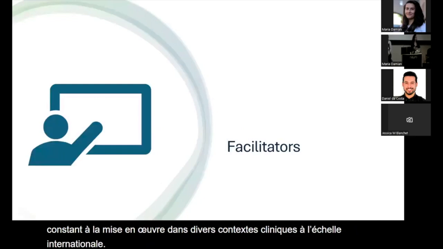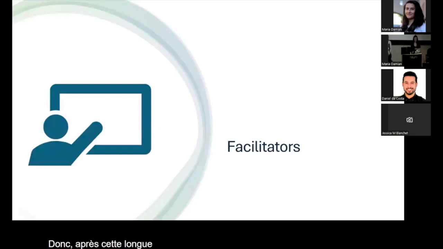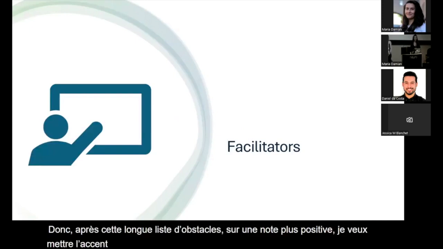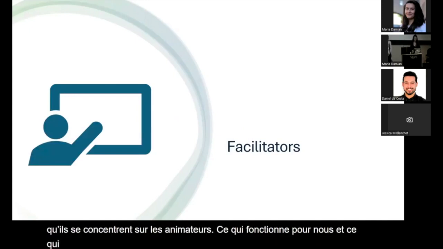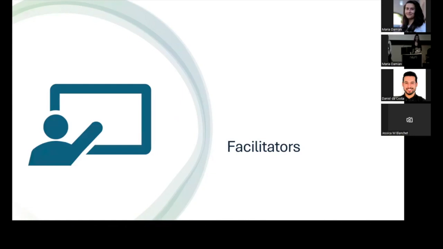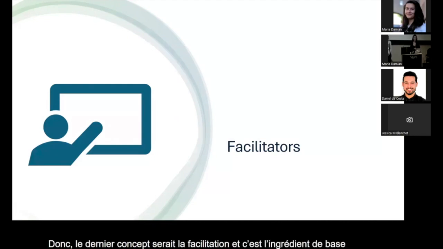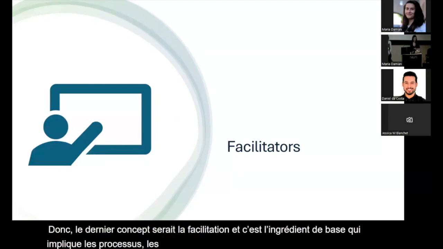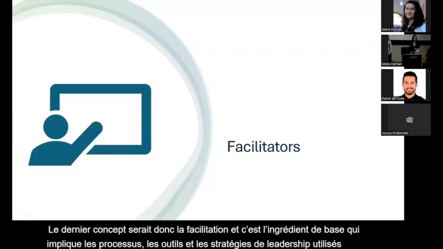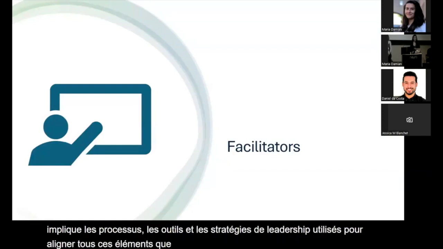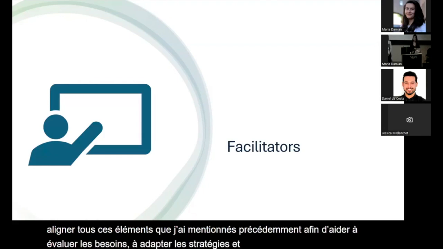So after that long list of barriers, on a more positive note, I want to shift our focus onto the facilitators, what's working for us and what could work better. So the last construct would be facilitation, and this is the core ingredient, which involves the processes, tools, and leadership strategies used to align all these elements that I mentioned previously to help assess needs, tailor strategies, and build capacity for change.